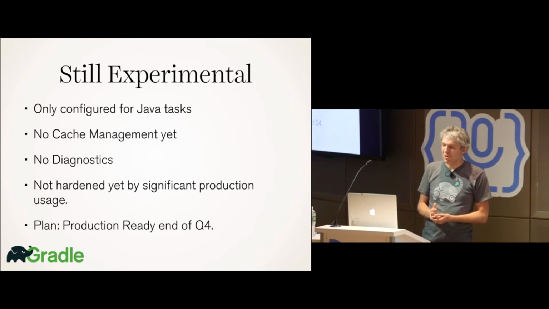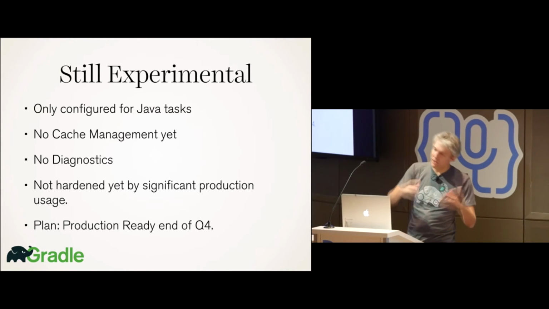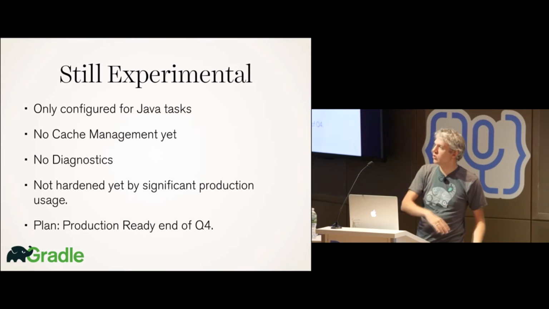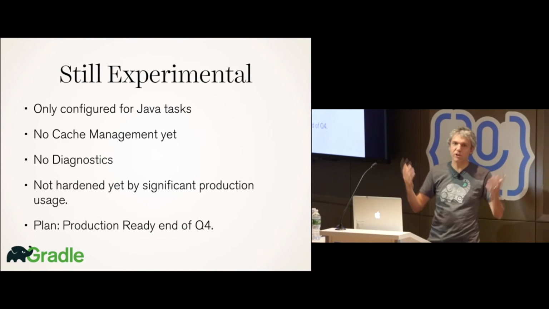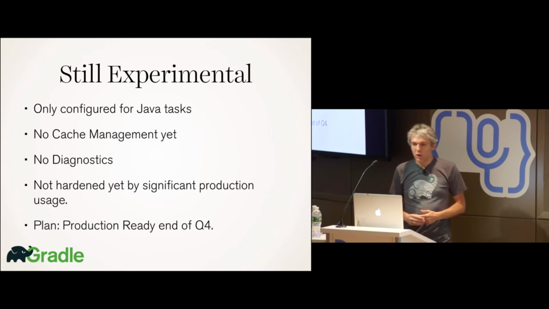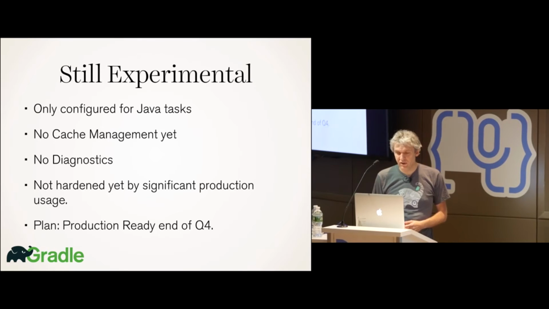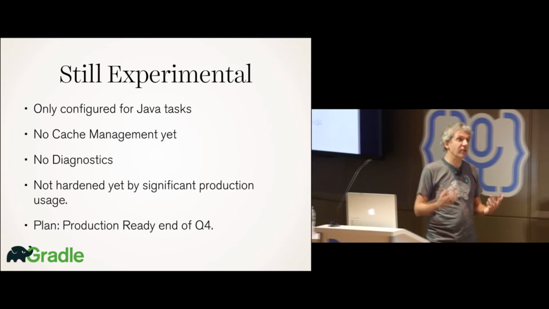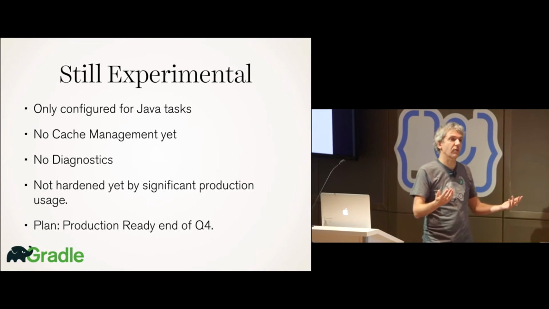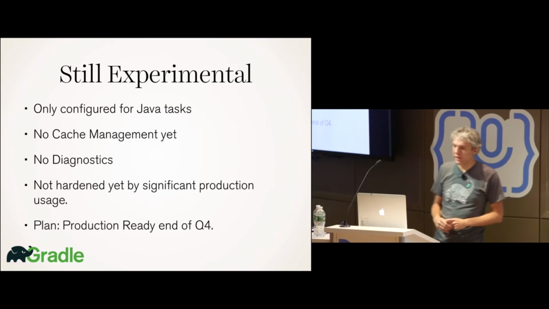We have many large enterprises that use Gradle on the Java side with 2,000 engineers working on one project. For them, a distributed cache is, I mean, the leverage is dramatic. So that will pretty soon be hardened, and we expect it to be production ready by the end of Q4. And of course, you can configure it for any of your custom tasks, right? Whatever you're doing, it's open.